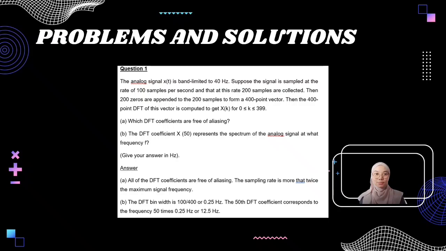The answer is all of the DFT coefficients are free of aliasing. The sampling rate is more than twice the maximum signal frequency. The DFT coefficient X50 represents the spectrum of the analog signal at what frequency? The answer: the DFT bandwidth is 0.25 Hz. The 50th DFT coefficient corresponds to the frequency of 12.5 Hz.